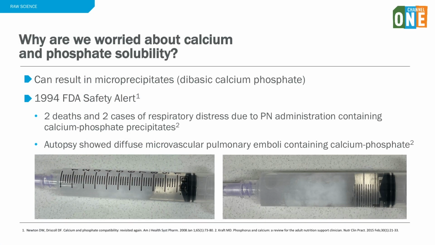On our next slide, why are we worried about calcium and phosphate solubility? You can see these two pictures here that show calcium and phosphate precipitation. In 1994, the FDA released a safety alert describing 2 deaths and at least 2 cases of respiratory distress associated with PN formulations with insoluble or unstable intermediate. Autopsy confirmed diffuse microvascular pulmonary emboli containing calcium and phosphate precipitation. Even after this alert, there were other reports of death due to pulmonary emboli associated with calcium phosphate precipitation.